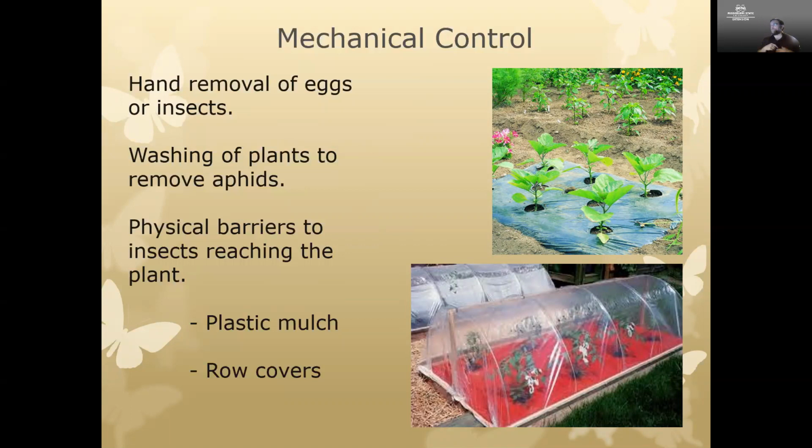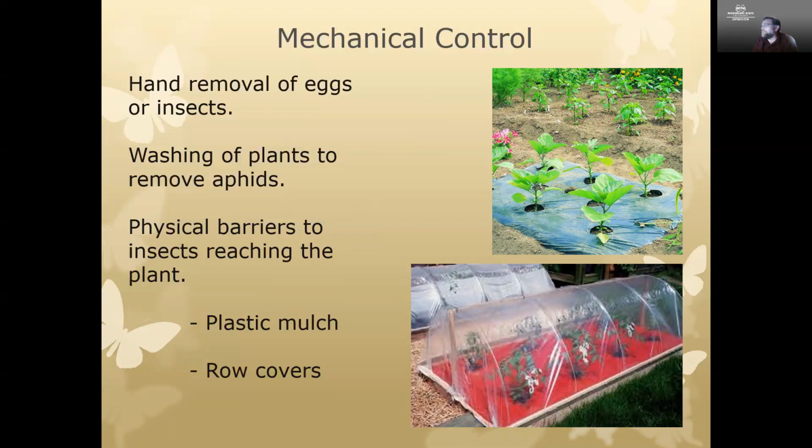Similarly, if you have aphid populations, and I see this more often on ornamental plants than in vegetables, you can actually use water, a little bit of pressure, and you can just wash the aphids off the plant. With vegetables, you have the issue that the plant is often a little bit more tender, and so if you're using that pressurized water, you may wind up with some damage to your plant that way.